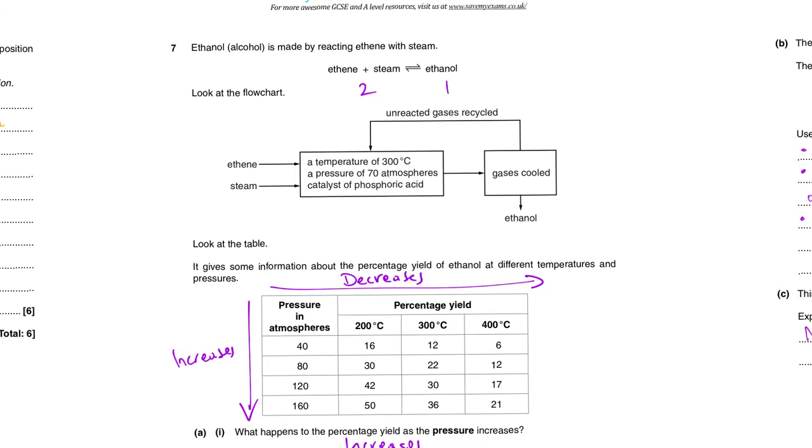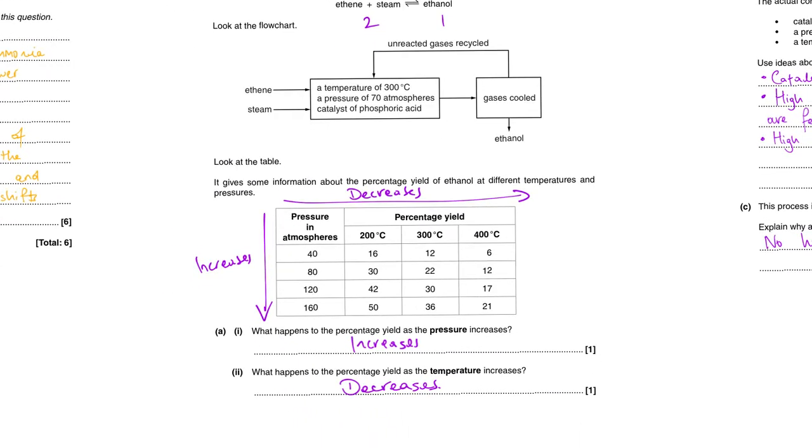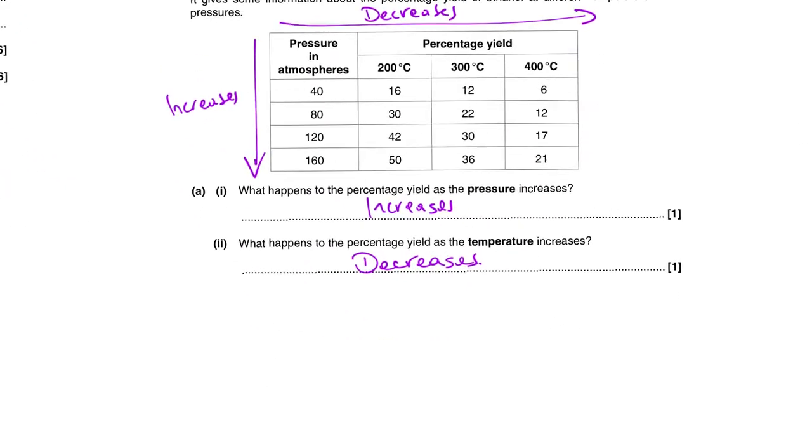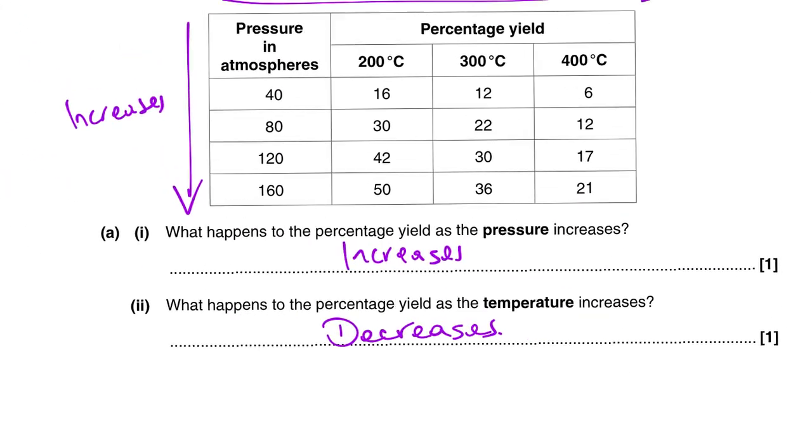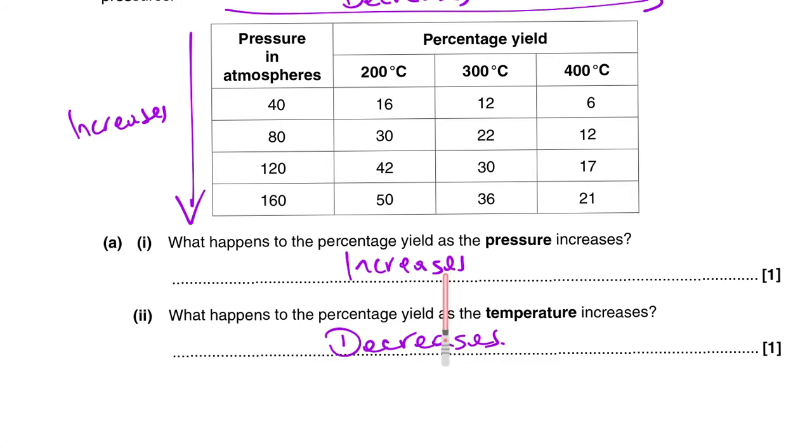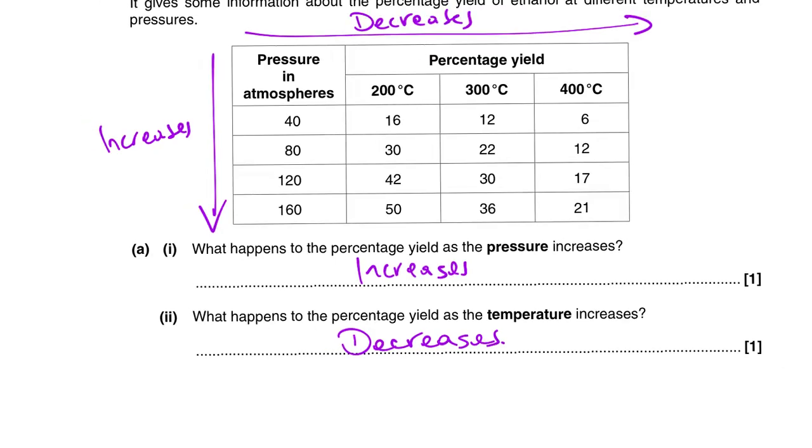We've got another one of these table questions now. So again, ignore the bit at the top until you have to. A, what happens to the percentage yield as the pressure increases? So pressure's increasing down, my numbers are also all going up. So my percentage yield increases. And what happens to the percentage yield as the temperature increases? So left to right, I can see as temperature's increasing, my numbers are all getting smaller. So it decreases. Okay?